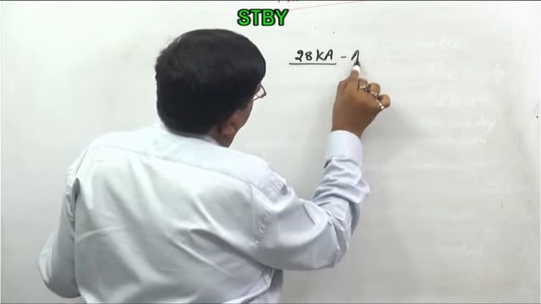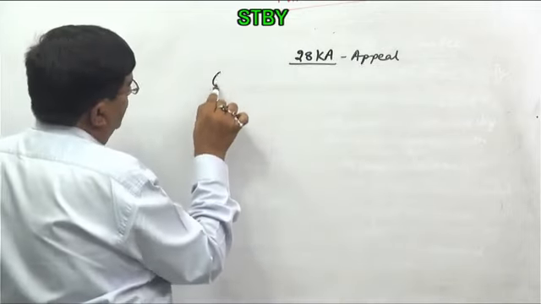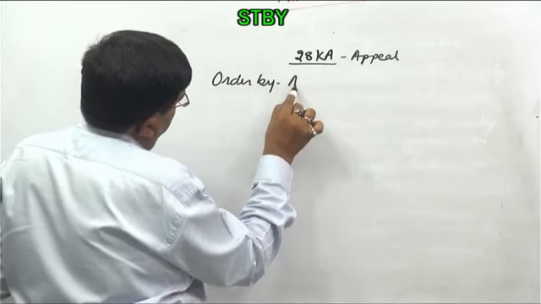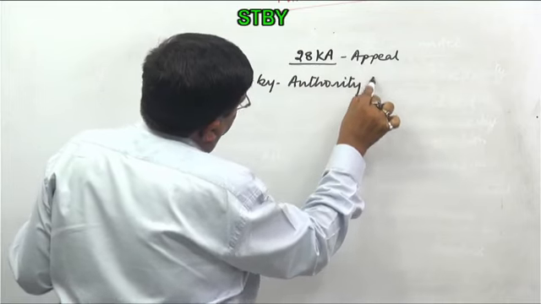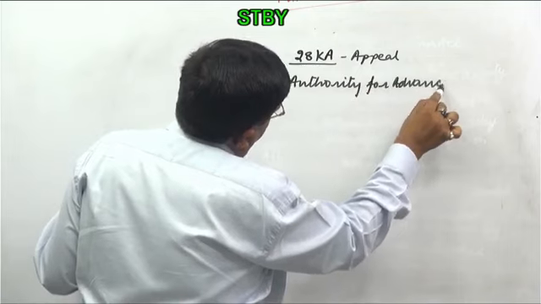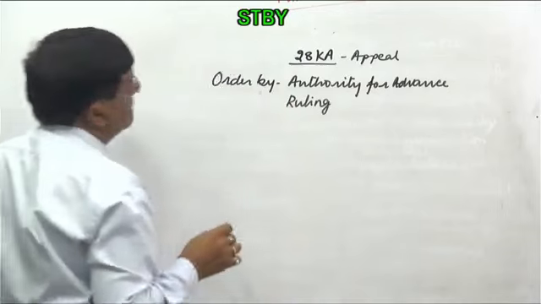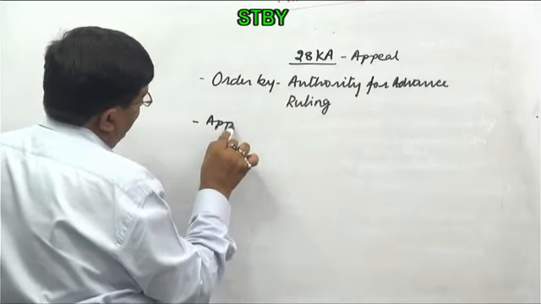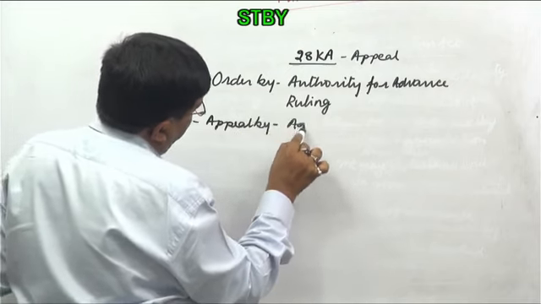this is appeal. Order by authority for advance ruling. So this is customs authority, certainly, right? Appeal by aggrieved party.